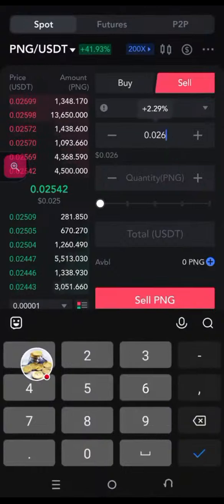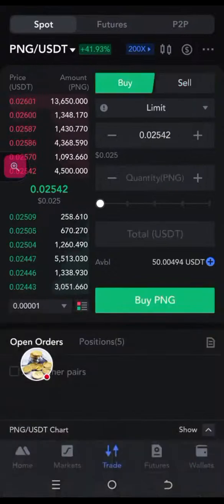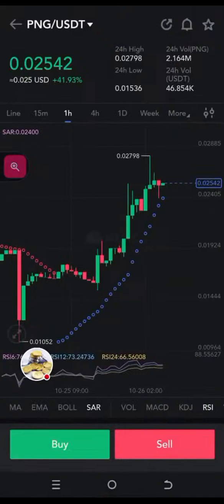Let's see whether that will work for us. And then we'll go with it. Okay. 51.14. That's not bad. So let's go. Let's buy this. It's like it's going up. It is going up. Yeah.